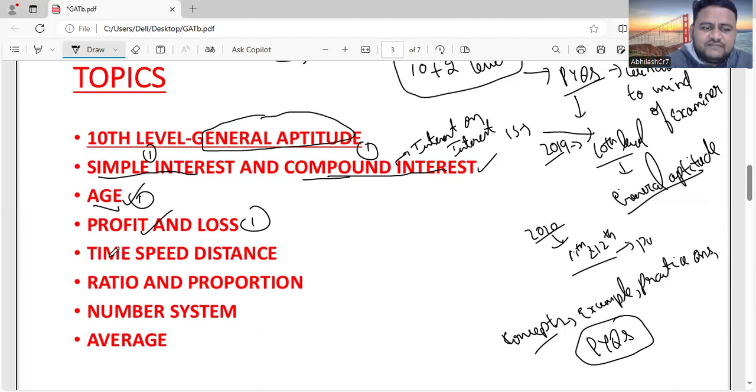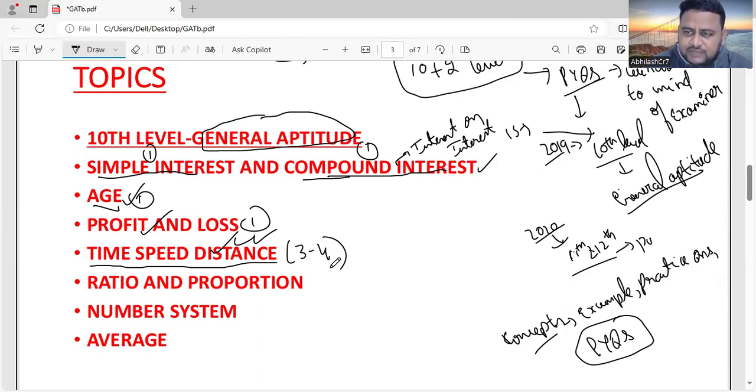Next is a very, very important topic, that is time, speed, distance. Very important. Why? Here, each year, 3 to 4 questions are being asked from time, speed, distance. The classes will be conducted for time, speed, distance in a very exhaustive way.